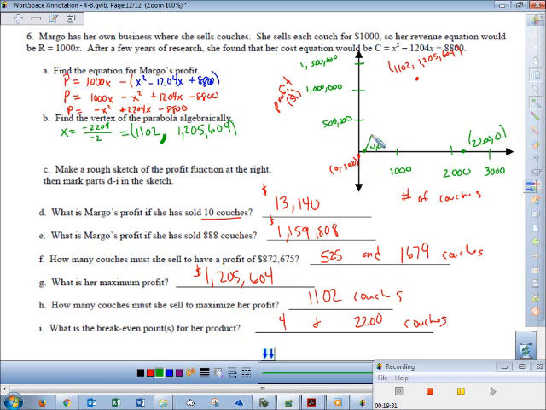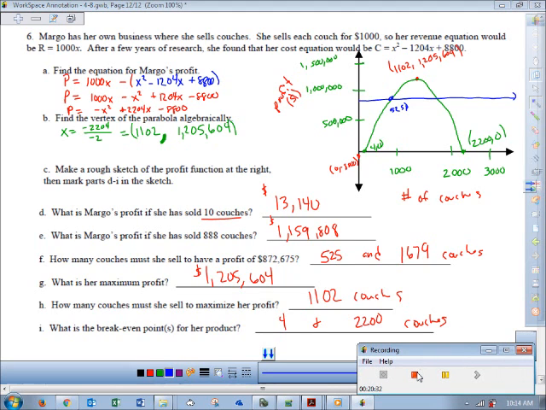And nice parabola. And then we can plot that 872,675, which is probably about right here, as a horizontal line, and say that was at 525 and 1679. So there you go. Let us know if you have any questions, and have a good one.